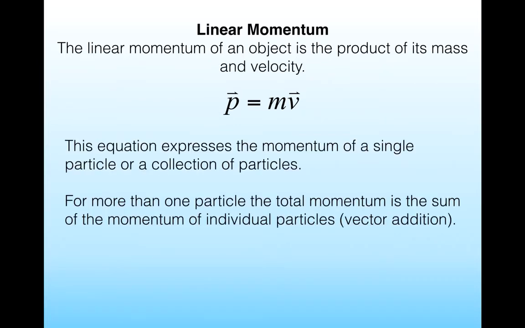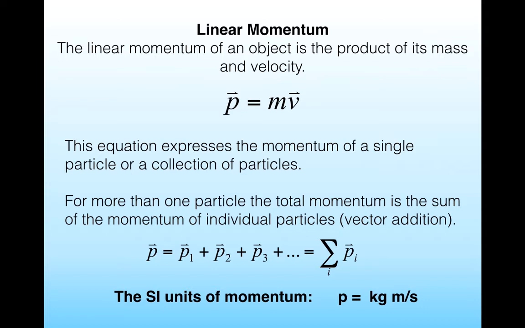This equation for momentum, p equals mv, is true for a single particle, and it can be true for a collection of particles. If you have more than one particle, then the total momentum is just the sum of the momenta of the individual particles. Of course, they're all vectors, so when they add up, we have to use vector addition. Explicitly, the momentum for a whole system, which we still call p, is the momentum of the first particle plus the momentum of the second particle plus the momentum of the third particle. We can write this in a shorter form using a summation over particle i, where we sum the momentum of all the particles.